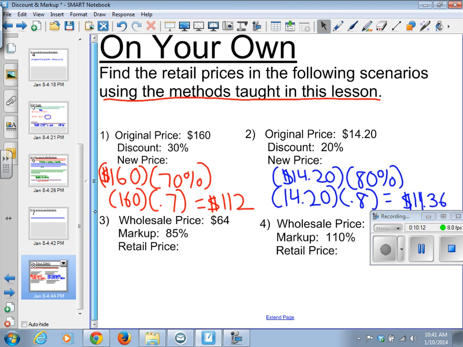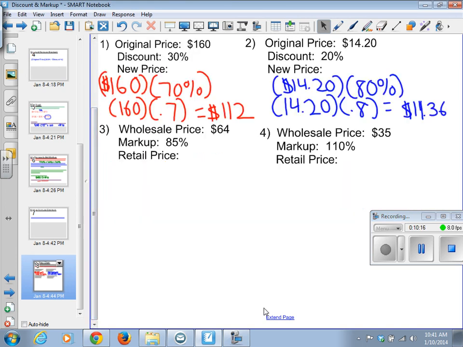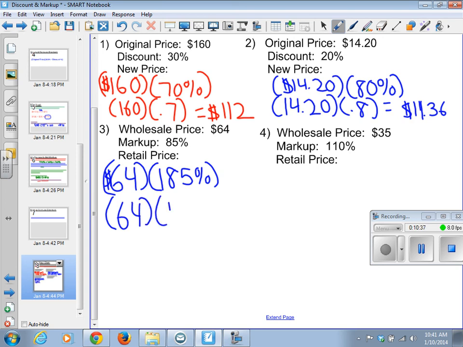On to markup. Remember, same concept, but now we're going up. So we have a wholesale price of $64. That's our starting point. And it's been marked up 85%. Now we know we start at 100%. We add 85% to get 185%. And we know from converting percents to decimals, the decimal point moves over 2 places. So we have 64 times 1 and 85 hundredths. And I grab my calculator, and I work that out for an answer of $118.40. You should have got 118 4/10, but we know it's money, so in our context, we have to go out to the nearest hundredth because we're in cents.